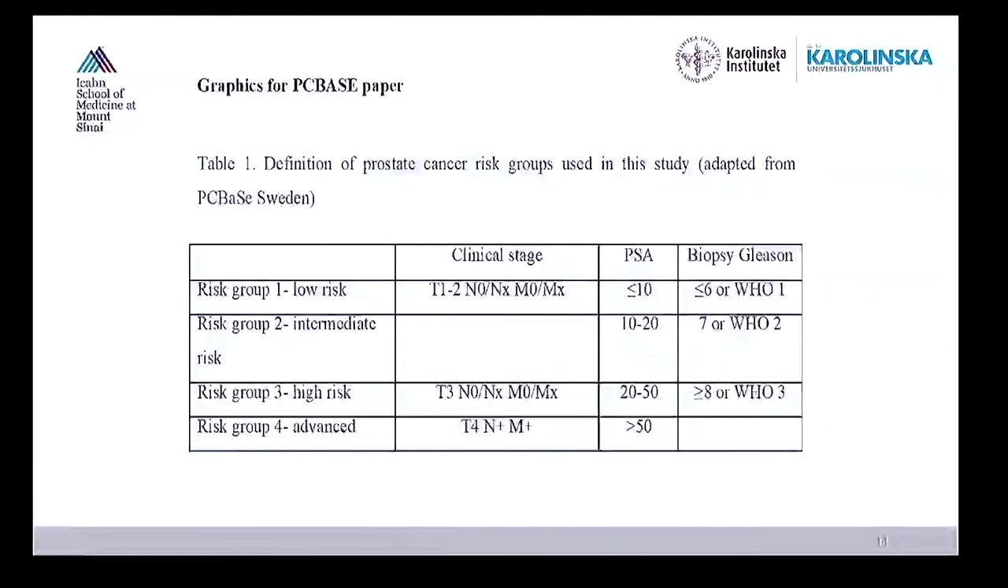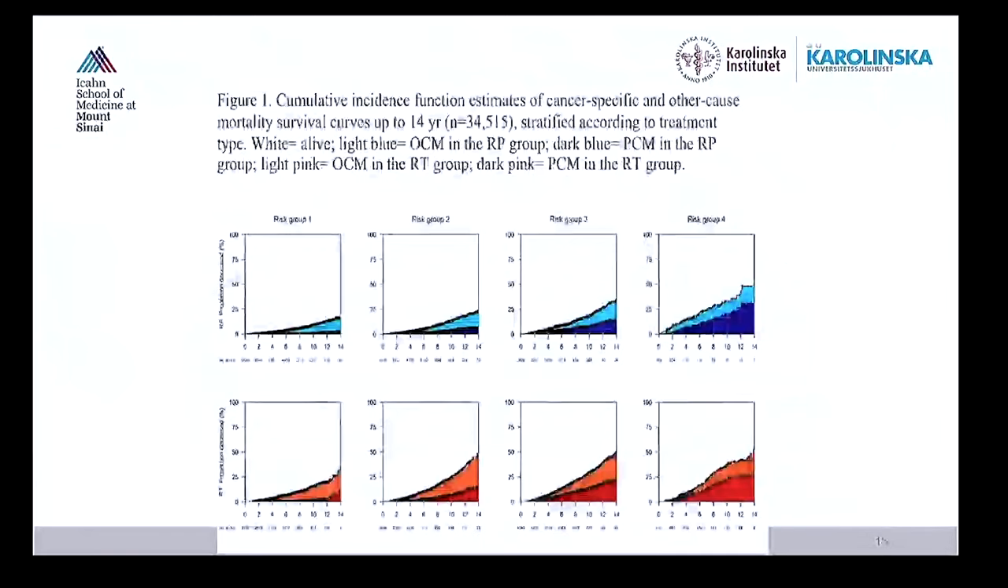So then, to have better comparison, we stratified into different risk groups and looked at the mortality. And this is how it looked. This is the surgery part and this is the radiation part. And you see this dark blue and this dark red, these are the patients that actually died from prostate cancer. And the lighter blue and orange are the patients that died from something else.